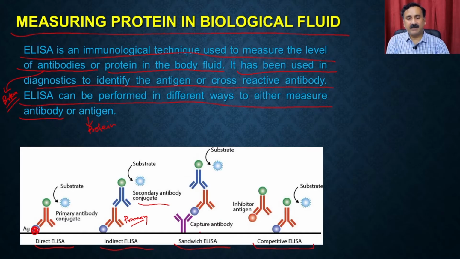Then we have the sandwich ELISA, where you keep one antibody which is used for capturing the protein which you are interested to measure, and then to this protein you add the primary antibody, which is also directed against this particular product, but through a different region. For example, you have a ball, right? This region can be used by the capture antibody, and this region can be used by the primary antibody, and then we can have the secondary antibody to get the signal. Similarly, we can have the competitive ELISA, which uses inhibitory antigens.